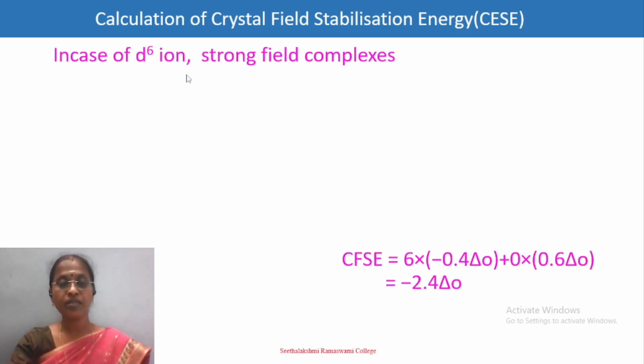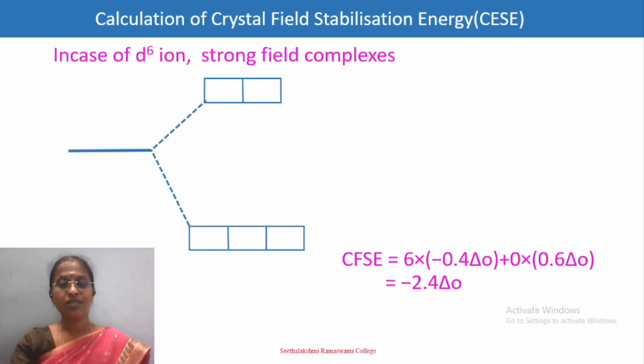In the case of a d6 ion in a strong field complex, the 6 electrons enter the T2G orbitals. That is, the number of electrons in the T2G orbital is 6, times minus 0.4 delta O, plus the number of electrons in the EG orbital. Here there is no electron in the EG orbital, so it is 0 times 0.6 delta O. The crystal field stabilization energy for a d6 ion in strong field complexes is minus 2.4 delta O.